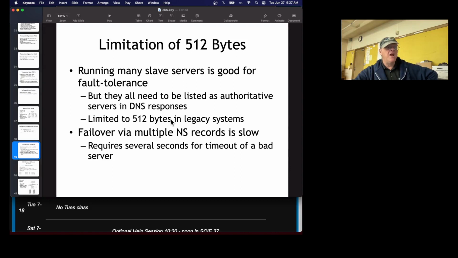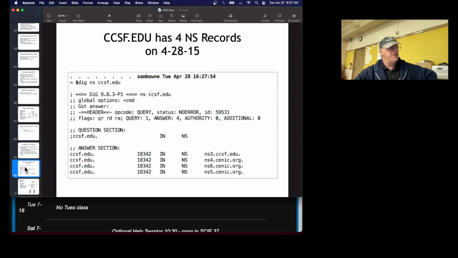The other big issue is the 512-byte responses. Original DNS only lets you have 512 bytes of data per request, which is really not enough for those big signatures. So there are various options. One is to use TCP.